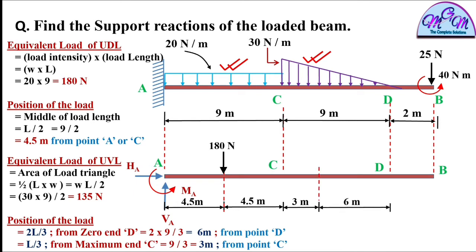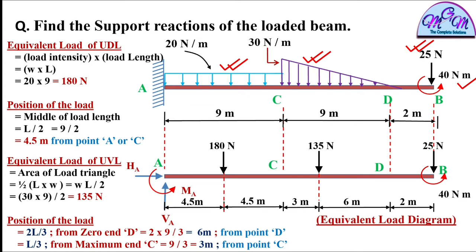So at this point there will be an equivalent load of 135 Newton. Here one load is 25 Newton acting at the point B, and a moment load is acting, 40 Newton meter, so show it here. This is 2 meter. So this is the equivalent load diagram of the loaded beam.